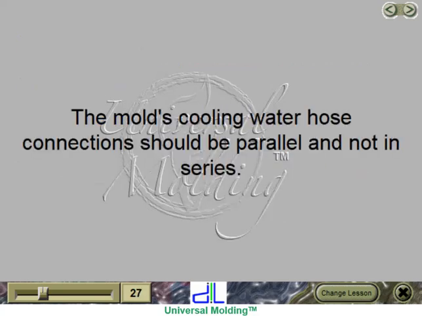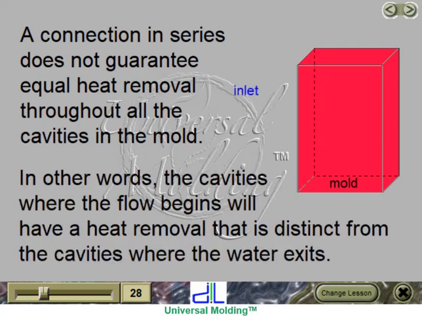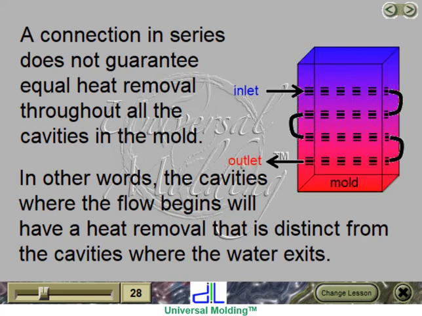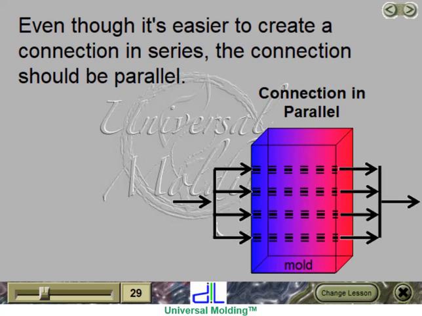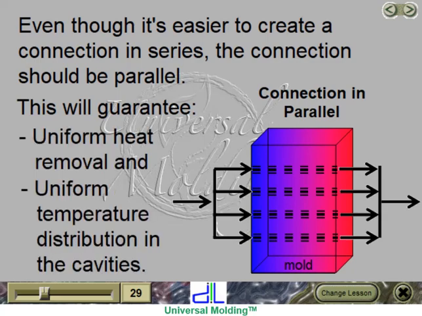The mold's cooling water hose connections should be parallel and not in series. A connection in series does not guarantee equal heat removal throughout all the cavities in the mold. In other words, the cavities where the flow begins will have a heat removal that is distinct from the cavities where the water exits. Even though it's easier to create a connection in series, the connection should be parallel. This will guarantee uniform heat removal and uniform temperature distribution in the cavities.